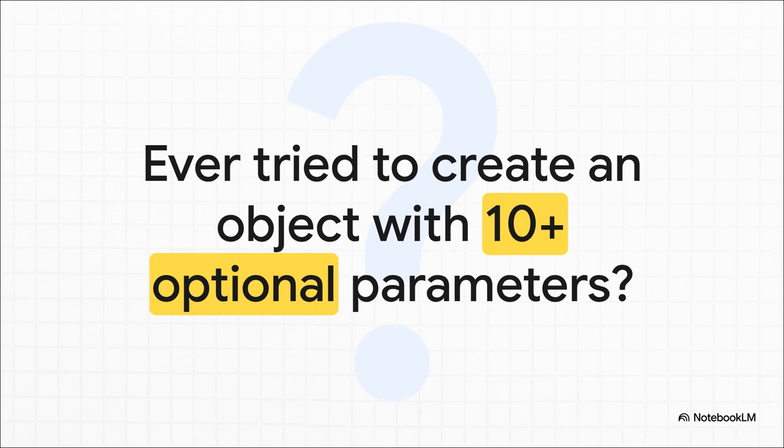So let me just ask you this. Have you ever found yourself trying to create an object and you're just staring at the screen, trying to remember the exact order of 10 different parameters, and maybe half of them are optional anyway? It could be a user profile, a complex report, heck, even just a URL with a bunch of query parameters. It gets really complicated really fast.